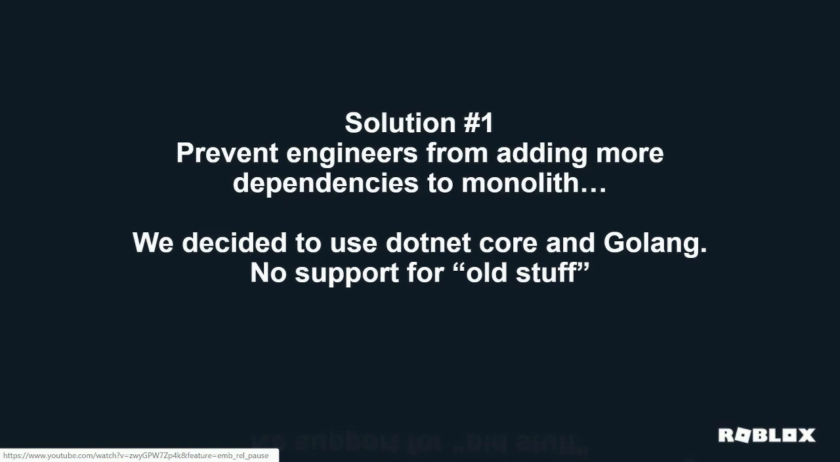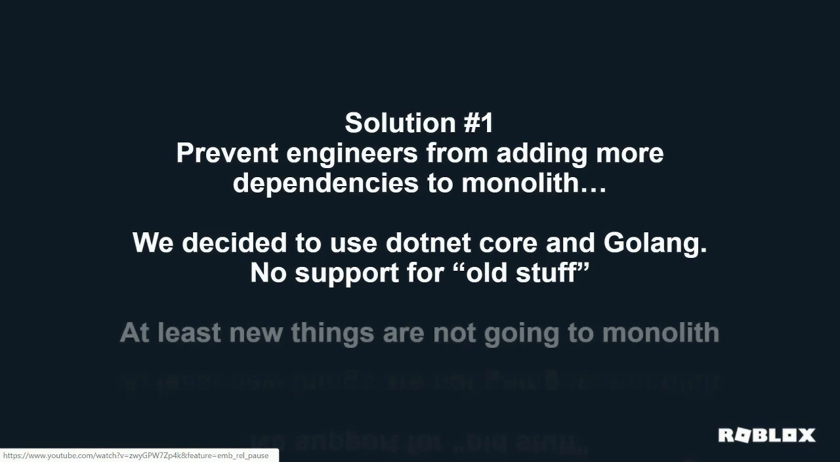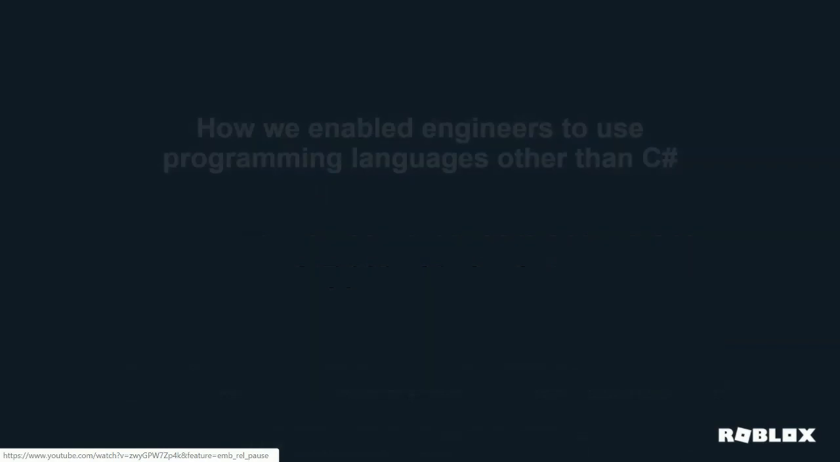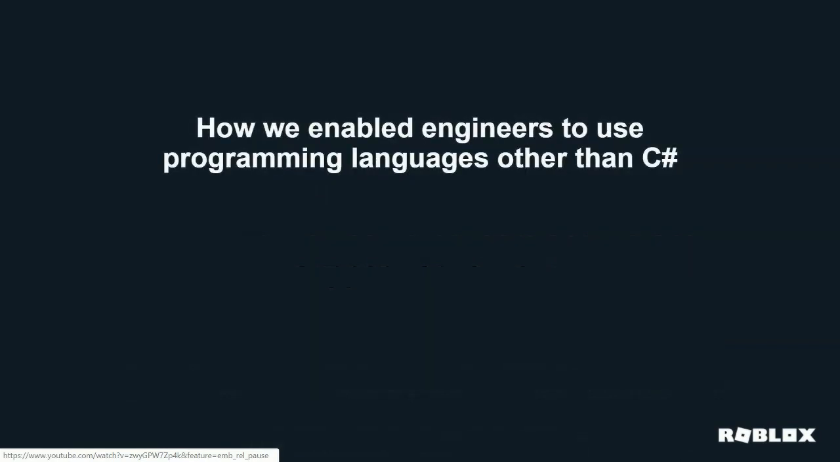Same goes for .NET Core. .NET Core was out, enabling us to run on Linux. It didn't support what we had in the existing C# framework, so it didn't work. And what we did is, these new things are at least not going to grow the monolith, which is very interesting. So how do we enable people to use something else aside from C#?